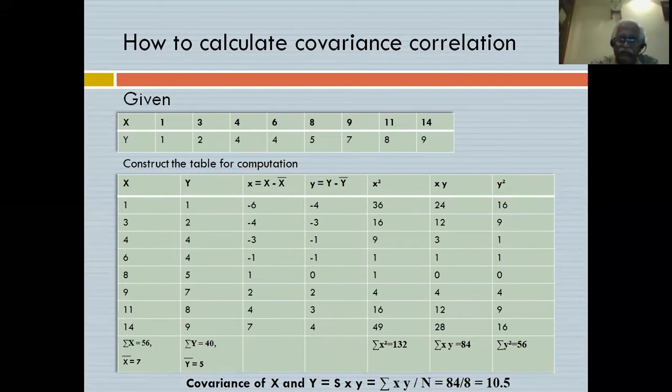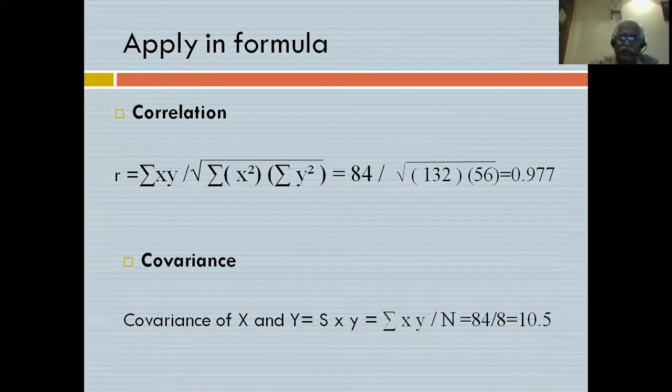Next. So the correlation is sigma xy, the sum of the x and y product, divided by the sum of squares, the 84, and it is coming 0.97, and the covariance is coming 10.5. So this is the formula for doing this job. It's a very simple thing, and you will do this very nicely, I am sure. Next.